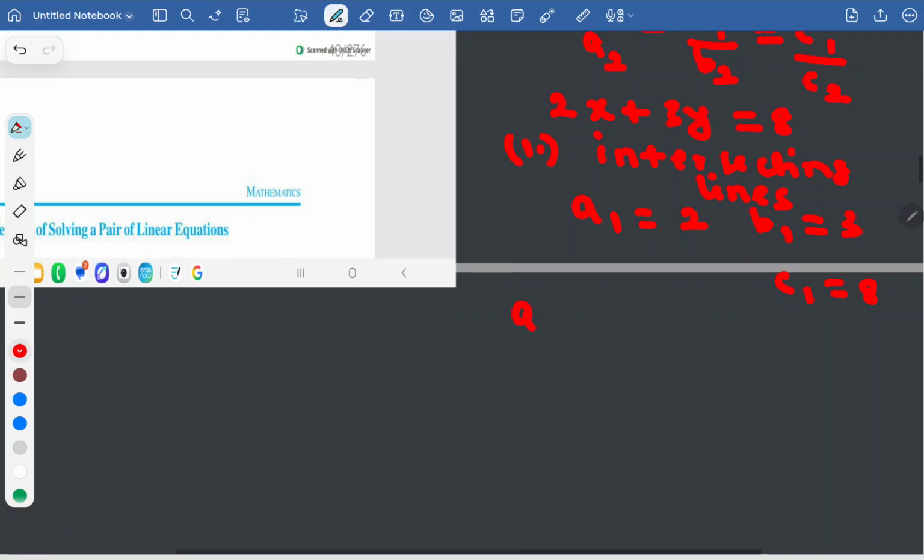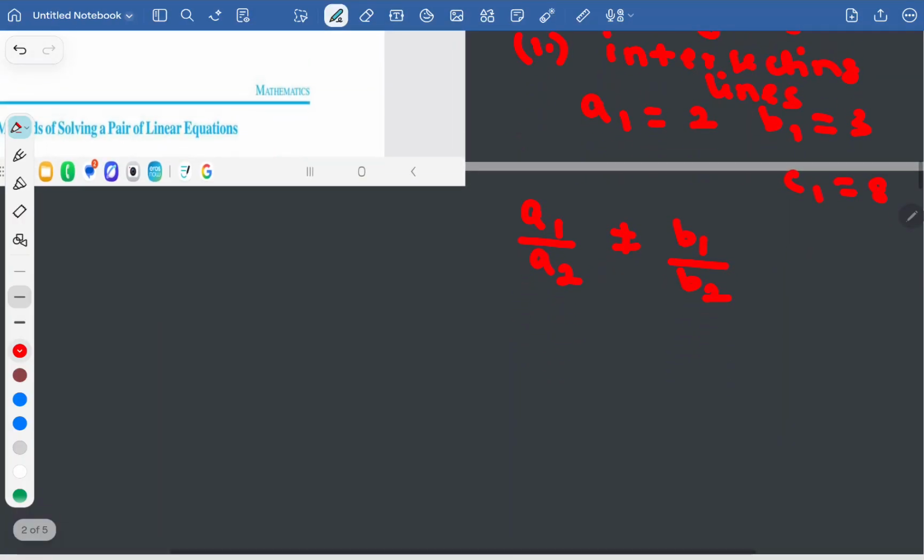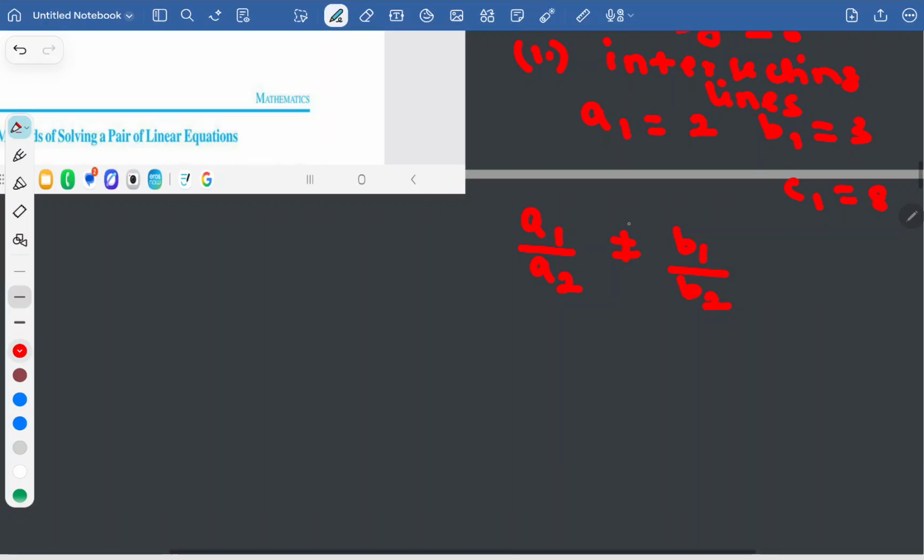What is the condition for intersecting? A1 by A2 not equal to B1 by B2. Therefore, the ratio must be not equal, which means A2 must be 3, B2 must be 2, C2 must be some 4.